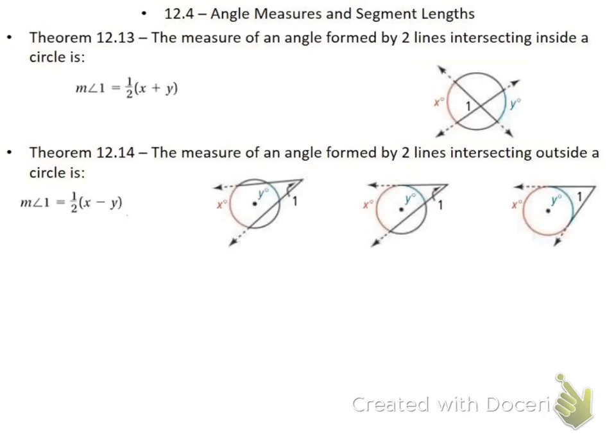So what we have here is if we have an angle that's formed by two lines that are on the inside of a circle, I'm going to use this formula right here. The two lines that make up angle 1, I just highlighted in green, and then the arcs that go with that angle 1 is going to be this angle x right there. And then if I had a vertical angle that this would be 1 as well, then I would know that the other corresponding arc would be y.